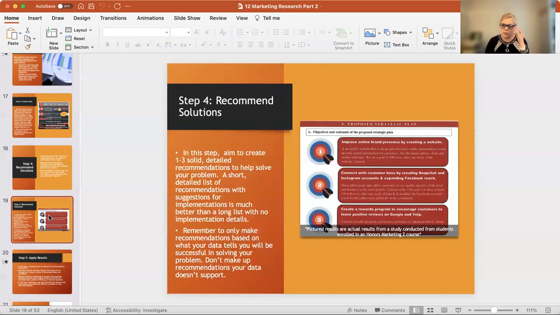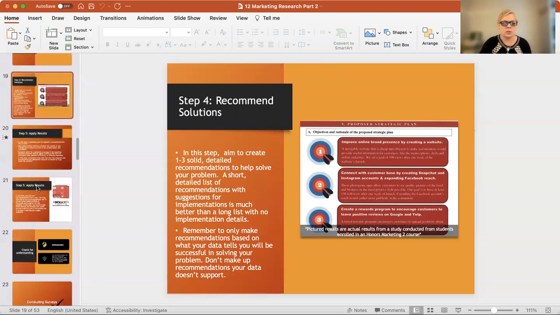So for the pizzeria, in this step, we want to create a detailed recommendation to solve the problem. We can only make recommendations based on the data. We don't go outside of that. We can say other things are for future consideration, maybe future research, but we can only say these are the things the data supported and informed. That's what we're looking for.